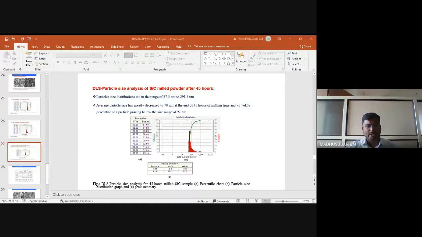And after 40 hours, you can find that the lowest particle size has increased a little bit, to 78.5 to 88.3. That may be due to the surface energy and the tendency of the smallest particles to join with nearby particles. And at the end of 45 hours, we finally obtain 57.5 to 92 nanometer.